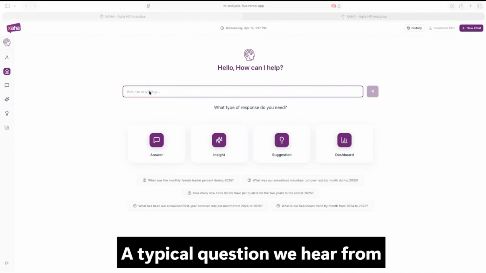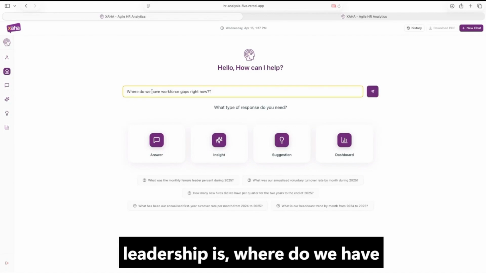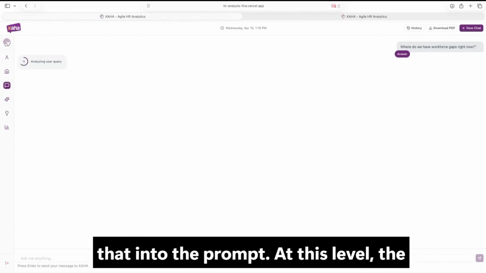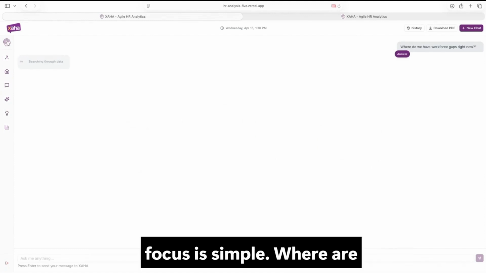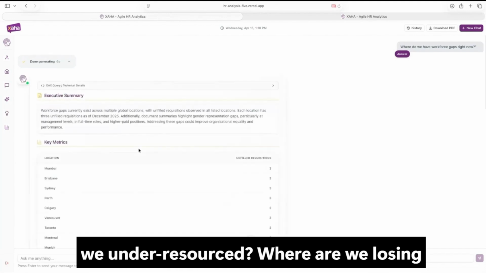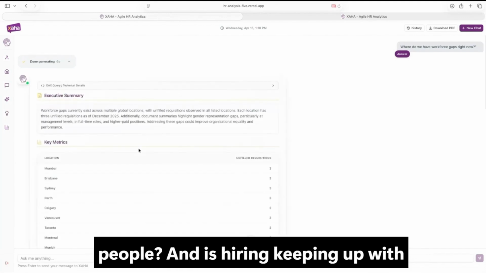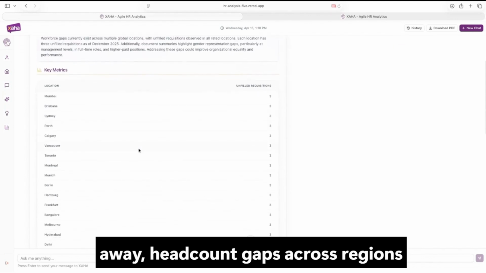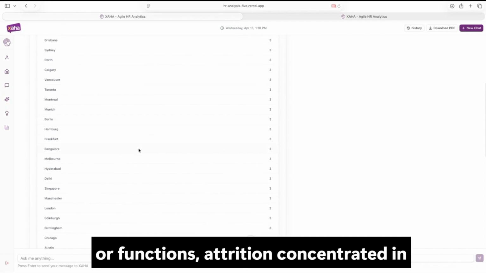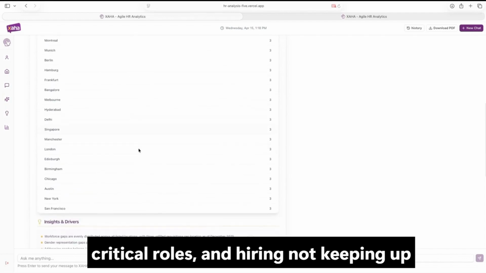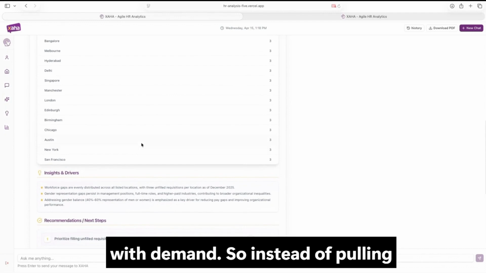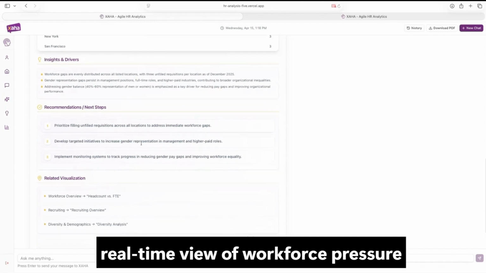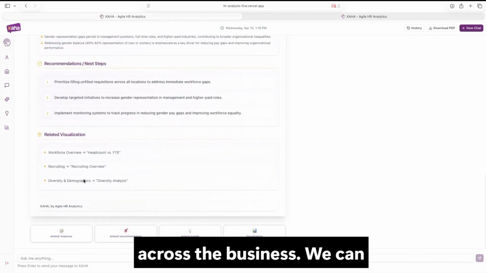A typical question we hear from leadership is, where do we have workforce gaps right now? Put that into the prompt. At this level, the focus is simple. Where are we under-resourced? Where are we losing people? And is hiring keeping up with demand? And what you can see straight away: headcount gaps across regions or functions, attrition concentrated in critical roles, and hiring not keeping up with demand. So instead of pulling multiple reports, this is a single real-time view of workforce pressure across the business.